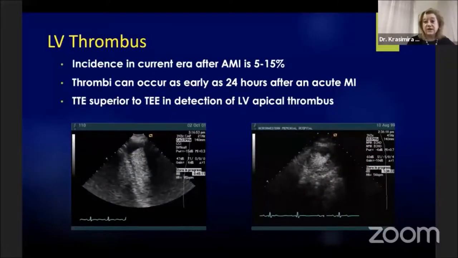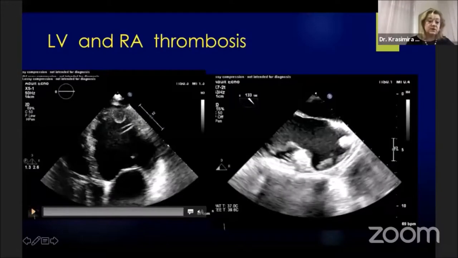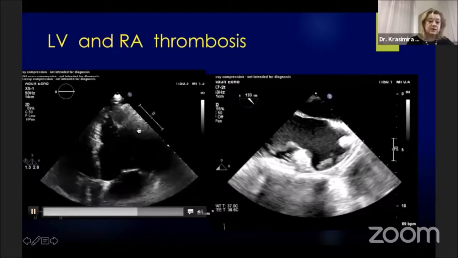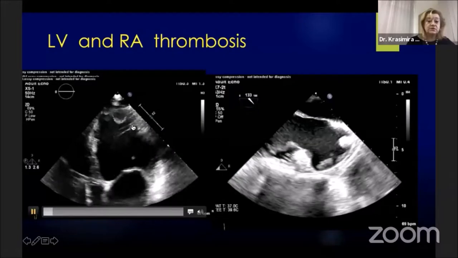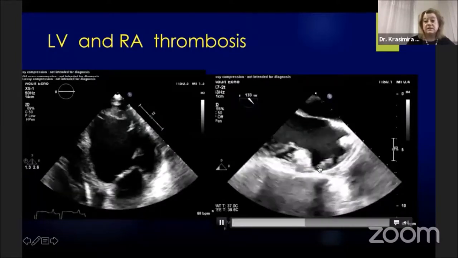So the masses we can find in the ventricle, this is left ventricle thrombus, with a high incidence in the current era of acute myocardial infarction, 5 to 15%. Thrombi could occur in the first 24 hours after acute myocardial infarction. Here is one anterior myocardial infarction with a hypokinetic apex of the left ventricle, and one huge thrombus, which is located in the zone of the ischemia. And this is very unusual.